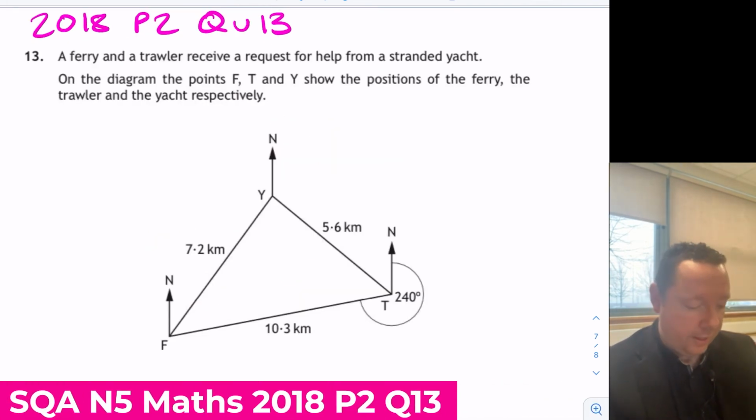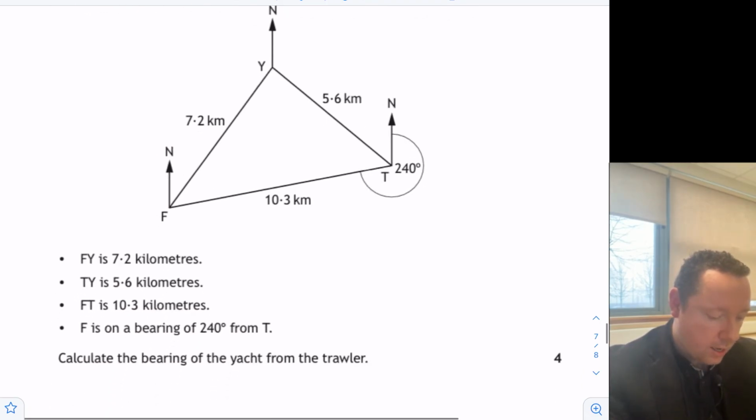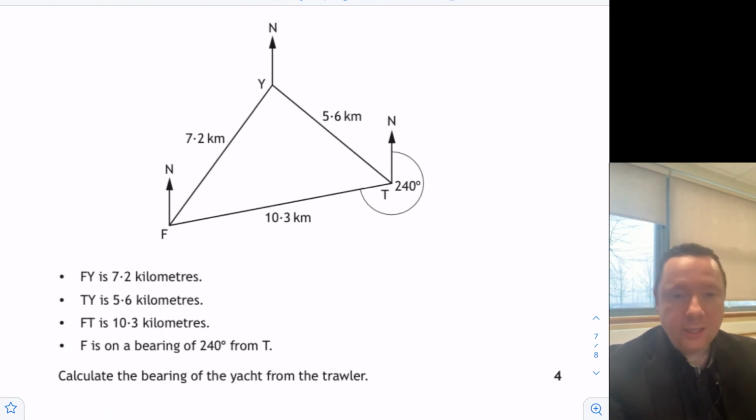Okay, last one, 2018, Paper 2, Question 13. Hopefully you're getting the hang of this by now. A ferry and trawler receive a request for help from a stranded yacht. On the diagram, the points F, T, and Y show the positions of the ferry, the trawler, and the yacht. Ferry, trawler, yacht.